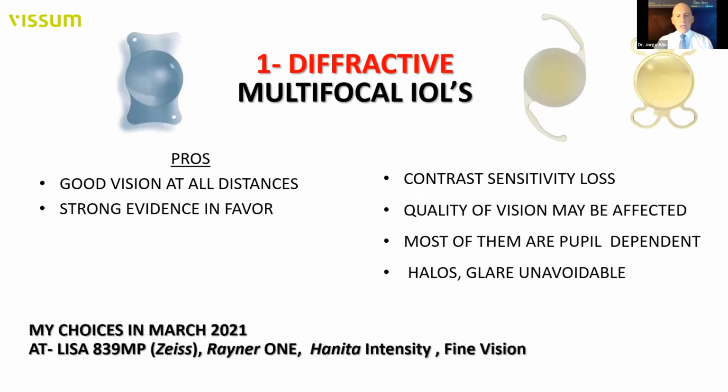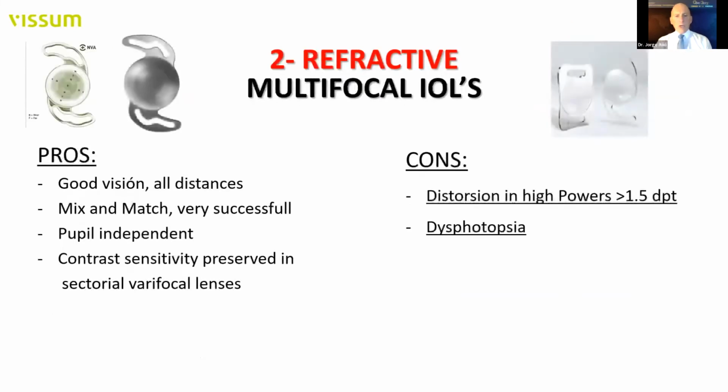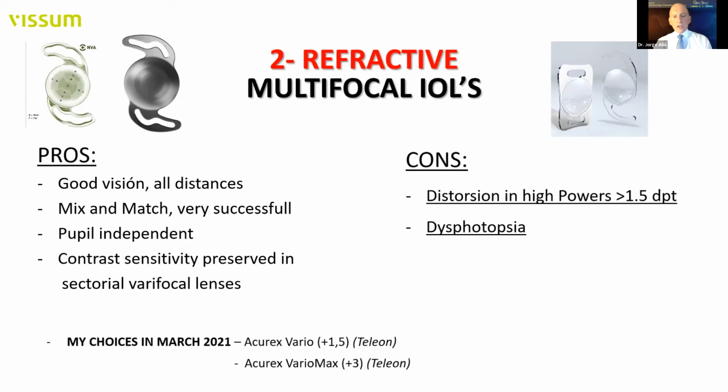My choices at this moment are these ones that I'm mentioning to you here, and these are the choices that I make at this moment. I use refractive lenses as well, and they provide good vision at all distances. Mix and match is very successful. They are pupil independent, which is very important, since you deal with pupil pathology. Contrast sensitivity is preserved in sectorial varifocal lenses, but they cause distortion in high powers, when you manage lenses of more than 2 diopters or more than 1.5, and dysphotopsia as a consequence as well. These are my choices: the Lentis Comfort, Vario, and VarioMax.